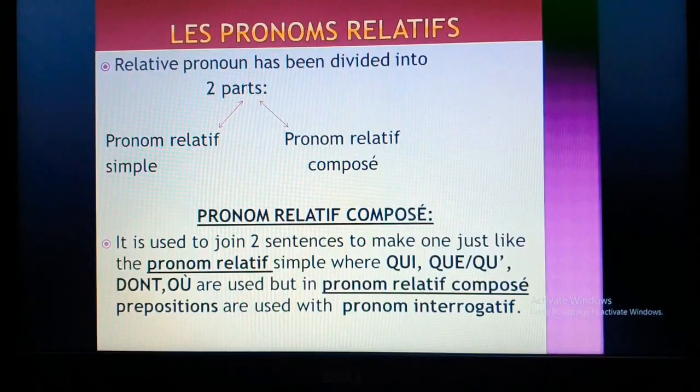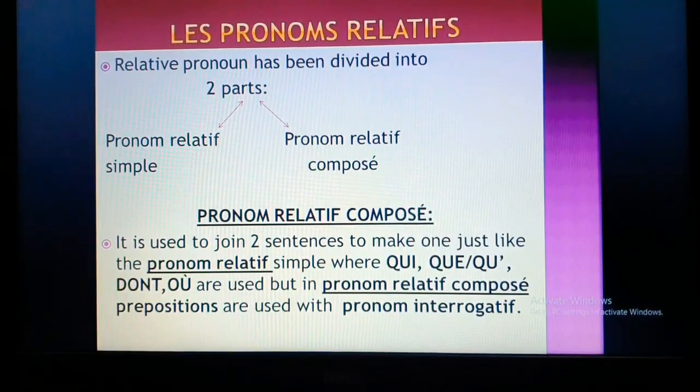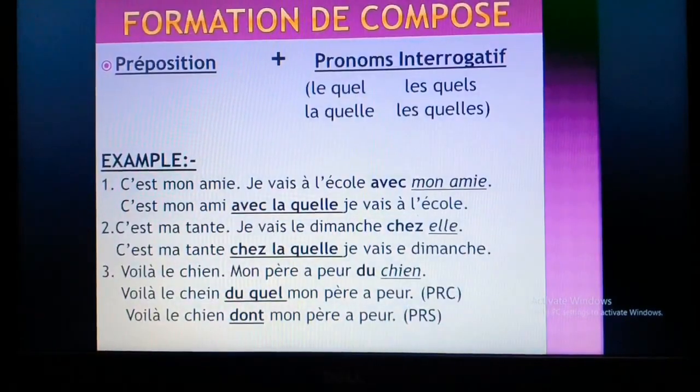Now, the relative pronoun is divided into two parts: relative simple, which we saw yesterday, and today we'll be seeing pronoun relative composé. Pronoun relative composé is used to join two sentences to make one, just like pronoun relative simple, where we use qui, que, où, dont. Whereas in pronoun relative composé, we don't use qui, que, où, dont, but instead we use prepositions with the pronoun interrogative.